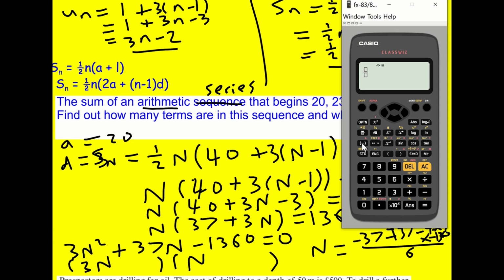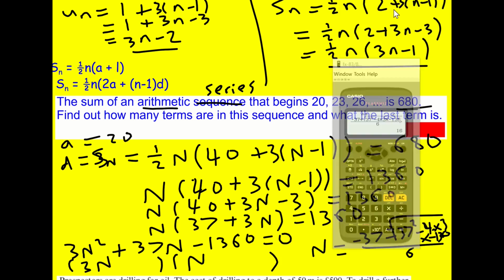Fraction, minus 37. Now, I'm actually only going to be interested in the positive solution. I'm not interested in a negative value of n. That's going to be redundant for this question. So it's going to be plus the square root of 37 squared minus 4 times 3 times minus 1360, divided by 6, which is twice a, and I get 16.